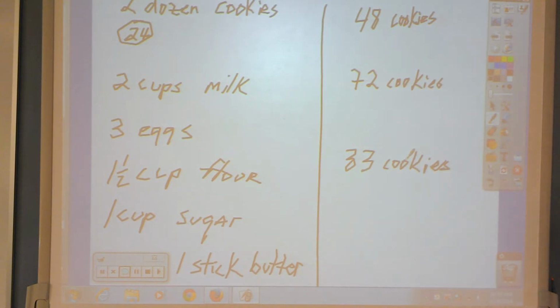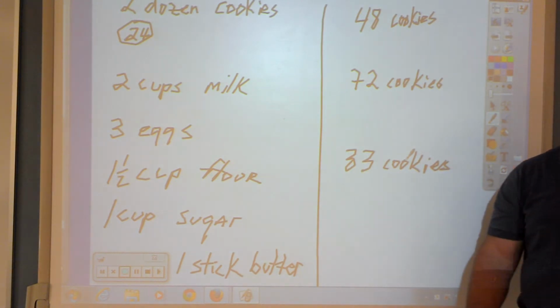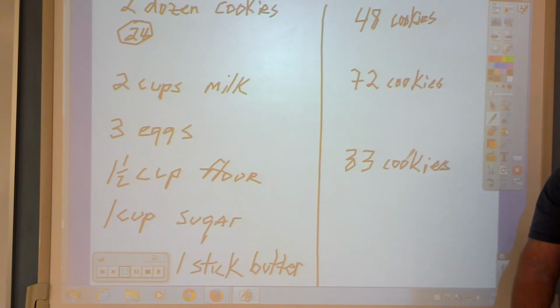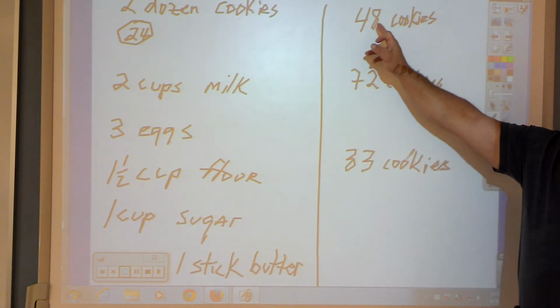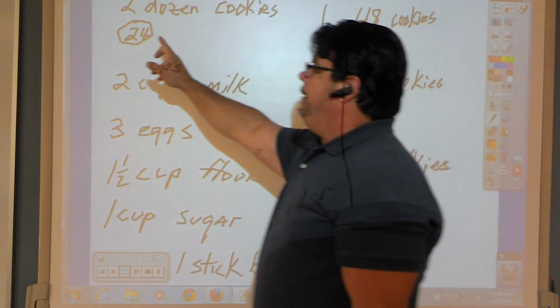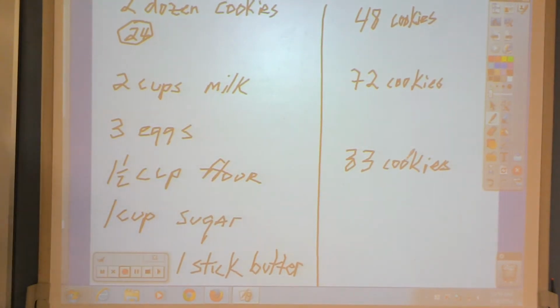To get the constant to multiply by, you take this number and divide by what? This number. And that will give you your conversion factor, which is nothing but a fudge factor. So the first one, you take 48 and divide by 24, and that gives you a conversion factor of 2. So you double everything. 2 times 2 cups of milk is 4.